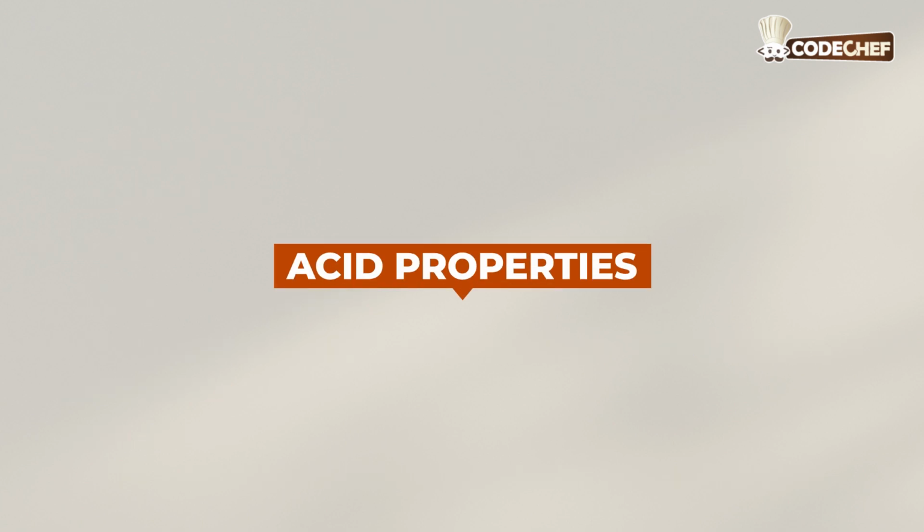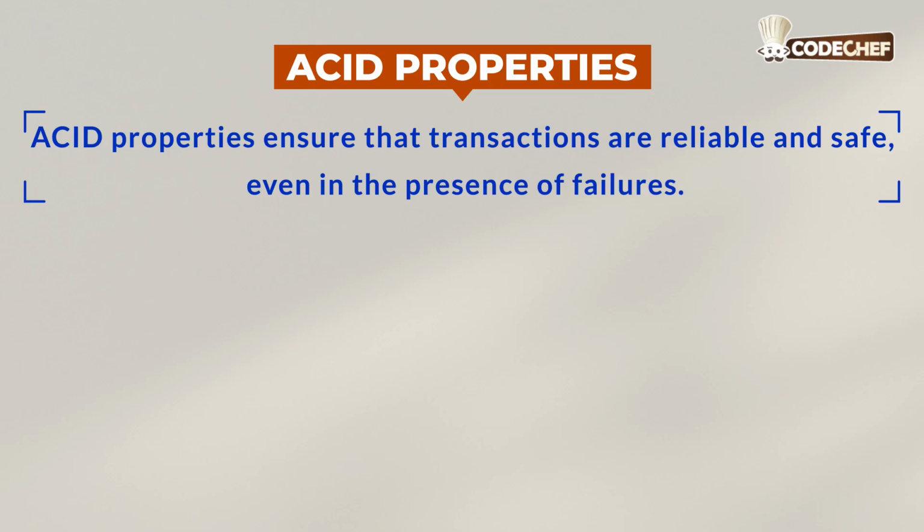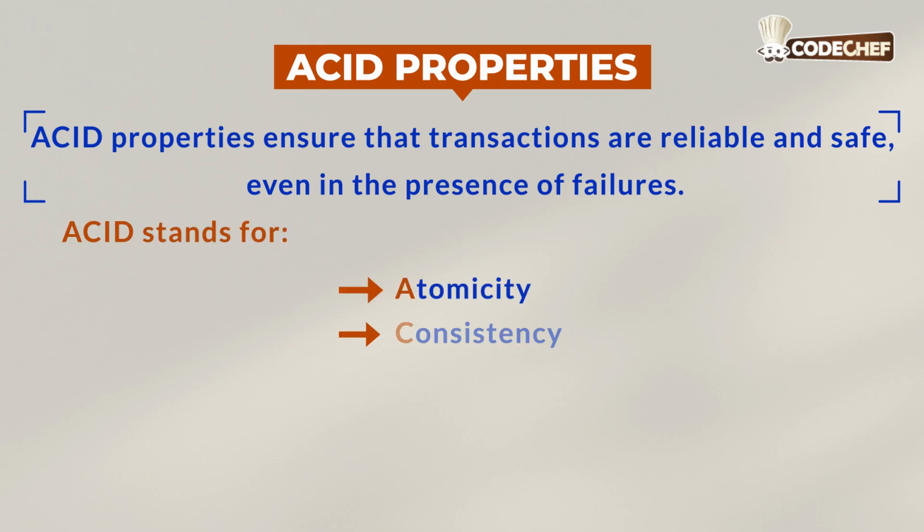ACID properties. ACID properties ensure that transactions are reliable and safe, even in the presence of failures. ACID stands for A for atomicity, C for consistency, I for isolation, and D for durability. Let us understand all these terms in detail one by one.